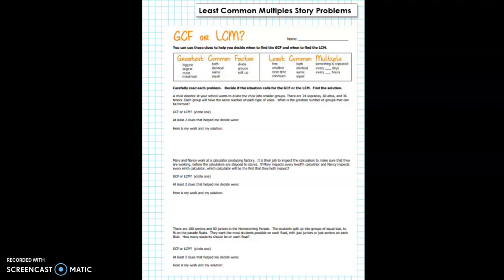And then if we look at our key words, we have the word divide in the problem. We also have same and greatest. These are all things for greatest common factor. So we are going to be using greatest common factor. At least two clues that helped me were divide, groups, and greatest.